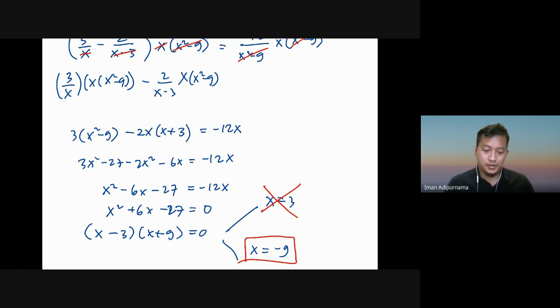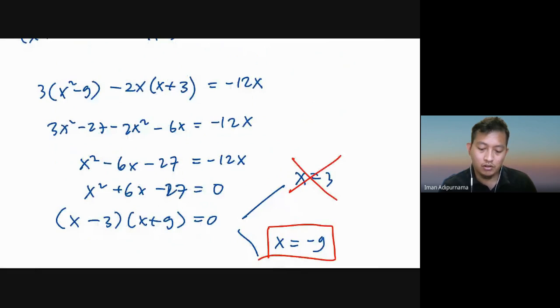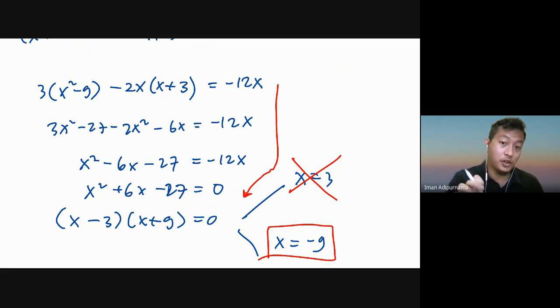Sometimes you get the answers, and after you get the idea that, oh, probably I have this equation here, oh, easy to factorize, you get x equals 3, you get x equals negative 9. You see the answers, I give the options 3 and negative 9, you choose that, but it's wrong. The answer is only one solution, which is x equals negative 9.